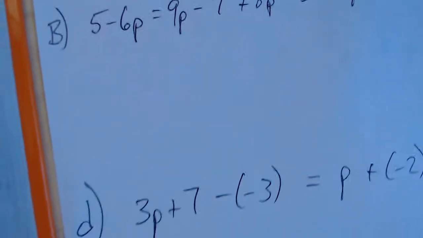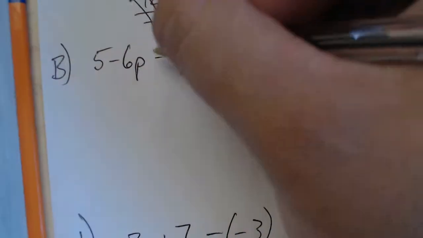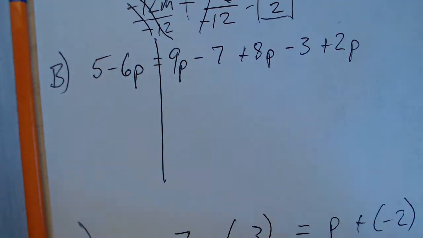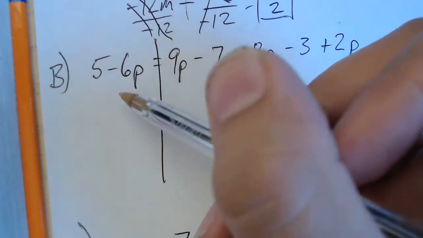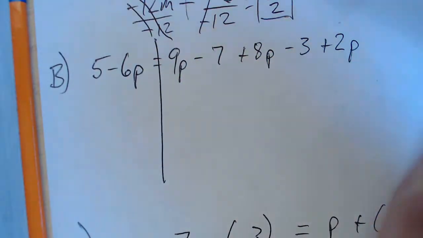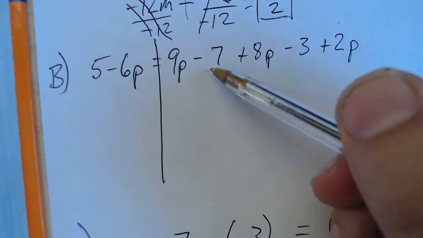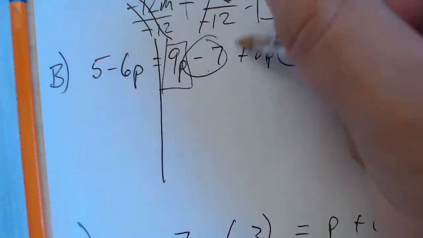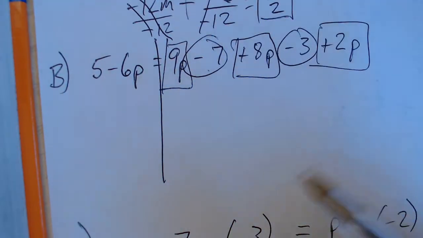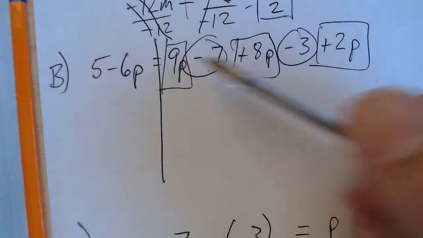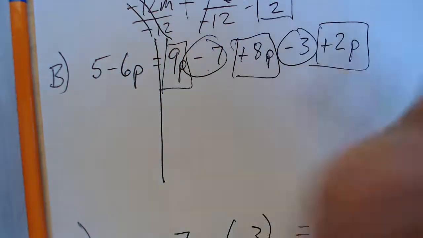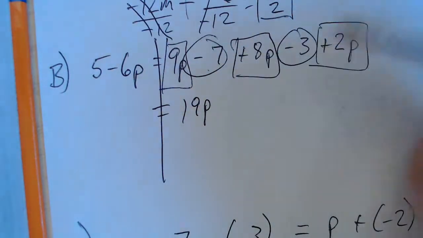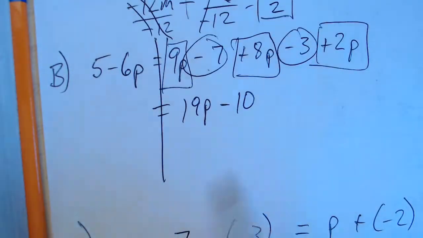Again, B, same thing. We're going to cut the equation in half and then combine like terms on each side and then try to get all the p's by themselves. So on the left side of the equation, there are no like terms. That's going to stay the same. On the right side, though, we have a whole number of negative 7, a whole number of negative 3, and then we have a positive 9p, positive 8p, positive 2p. So we'll start with all the p's. 9 plus 8 would give us 17, plus 2 gives us 19p. So on this side of the equation, we have 19p, and then negative 7 plus negative 3 gives us negative 10. 19p minus 10 on this side.